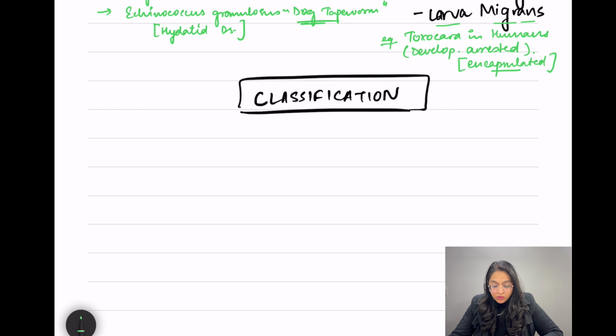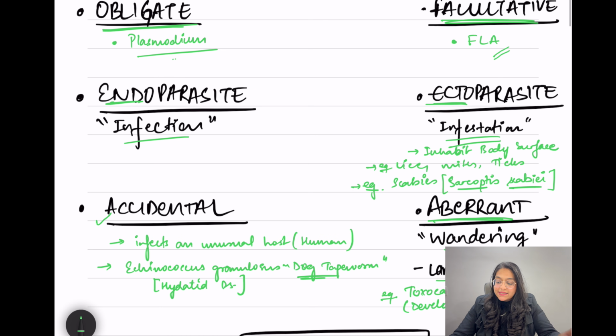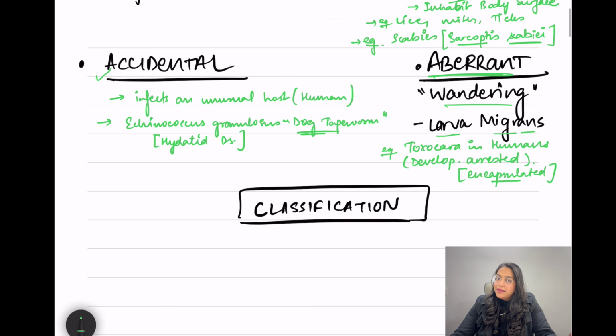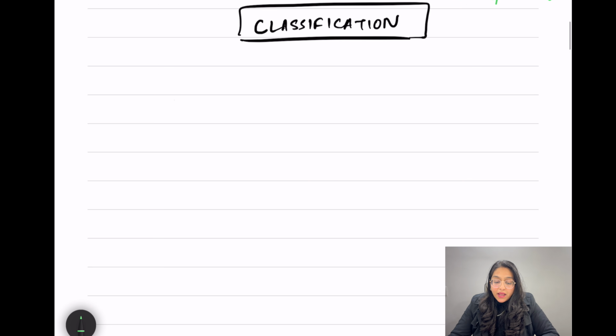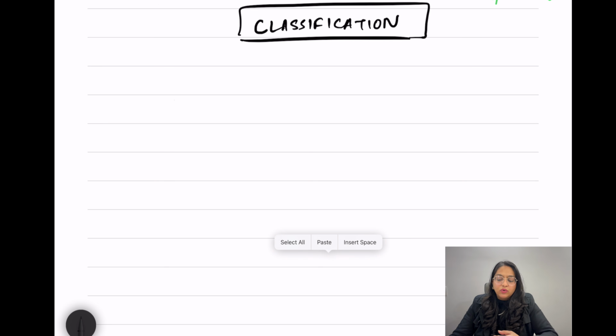So parasites derive nutrition, harm host. Obligate, cannot live outside cell. Facultative, can live in both ways. Endoparasite, causes infection. Ectoparasite, infestation. Accidental, in an unusual host. Aberrant or wandering, also called larva migrans. Now let's jump straight into the classification before we learn about the host and the life cycles.